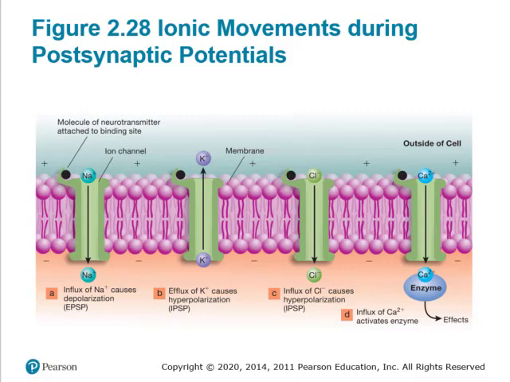A chloride ion in item C enters the ion channel, causes hyperpolarization, an IPSP. In item D, you see a calcium ion is entering the cell subsequent to the ionotropic receptor binding of a neurotransmitter. And that entry of the calcium ion, the influx of calcium, activates an enzyme and culminates in certain enzyme effects in this particular instance.